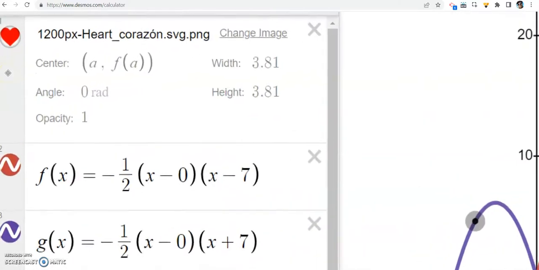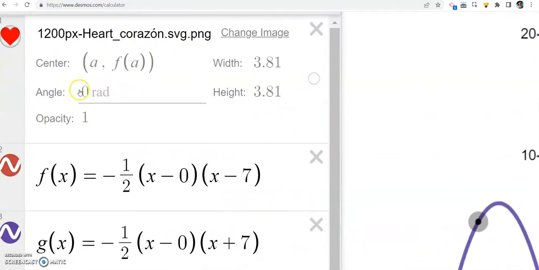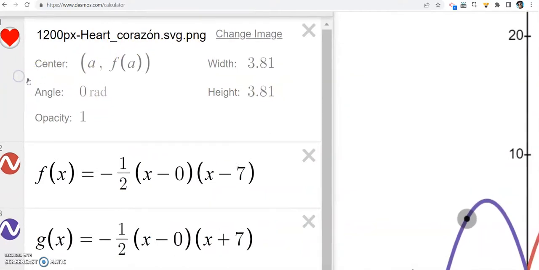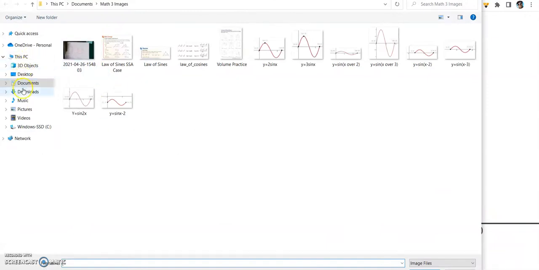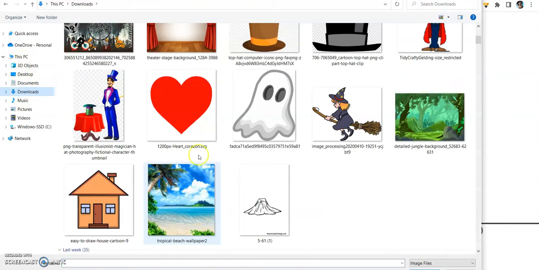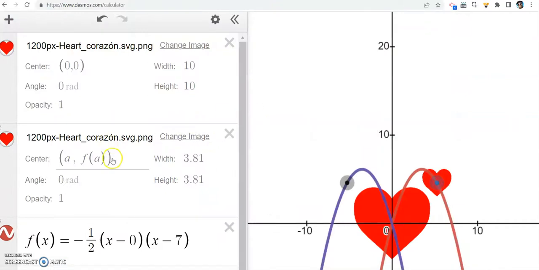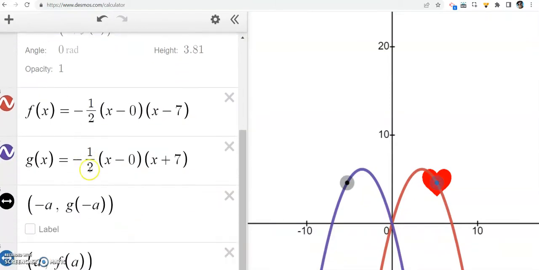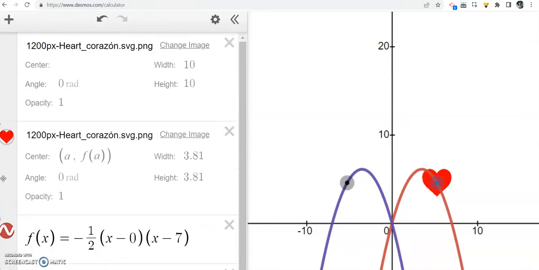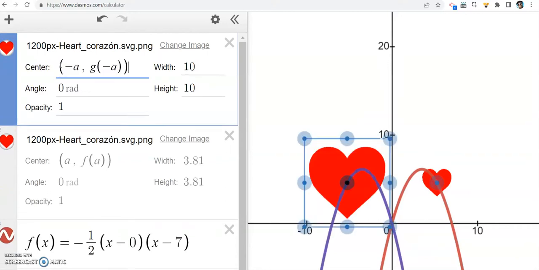So let's go back to this heart thing. This heart up here was following this pattern, A and then F of A. So if we add another image, do the heart again, and its coordinates are going to be what we just used here, this point right here. Now all this is saying, instead of x and y, it's a and g of a, or negative a, and so it's following the point. Whatever a is, it follows that.